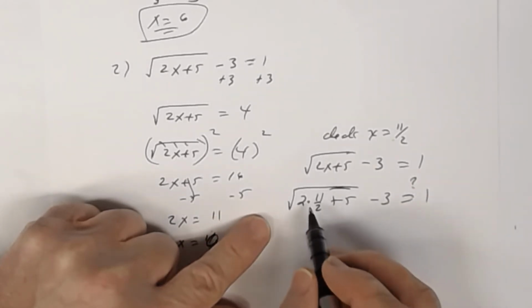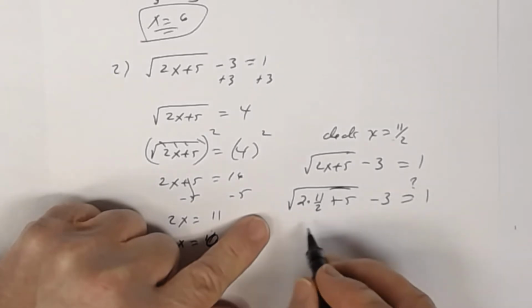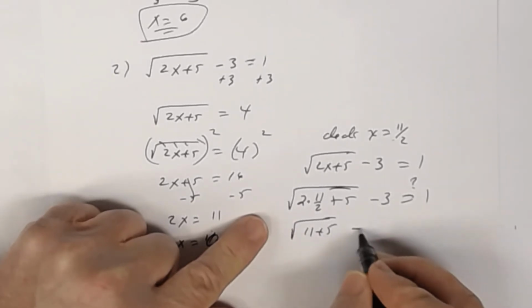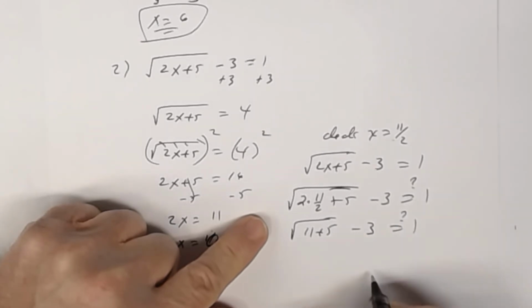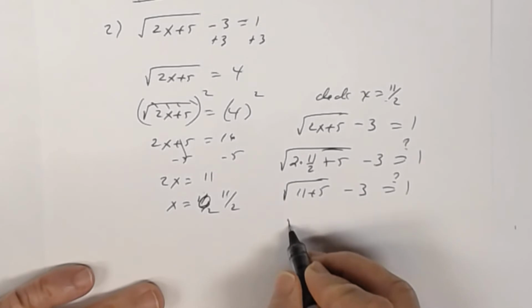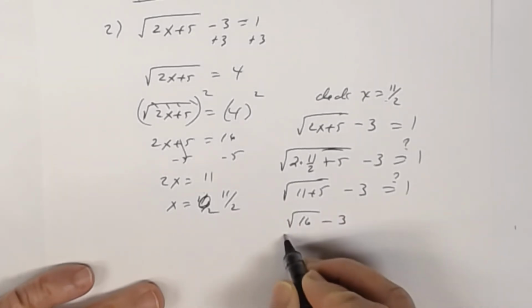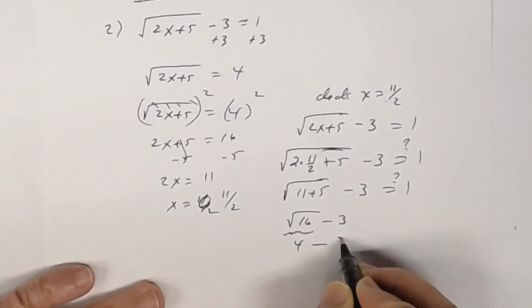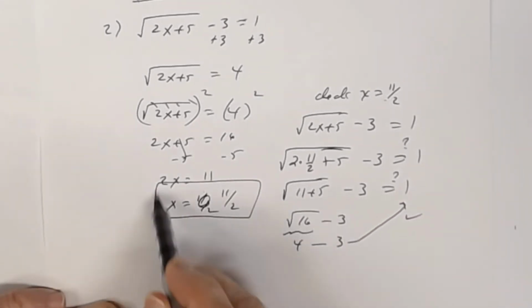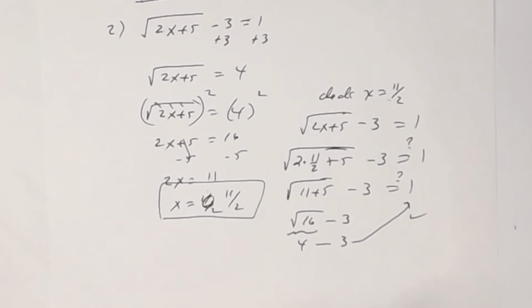Well, 2 times 11 halves, the 2's divide out, so that's just 11. So this becomes 11 plus 5 minus 3, and you want to see that's going to equal 1, right? Well, 11 plus 5 is 16, right? So I get the square root of 16 minus 3. Well, the square root of 16 is 4, and is 4 minus 3 equal to 1? The answer is yes. So x equal 11 halves is a solution.